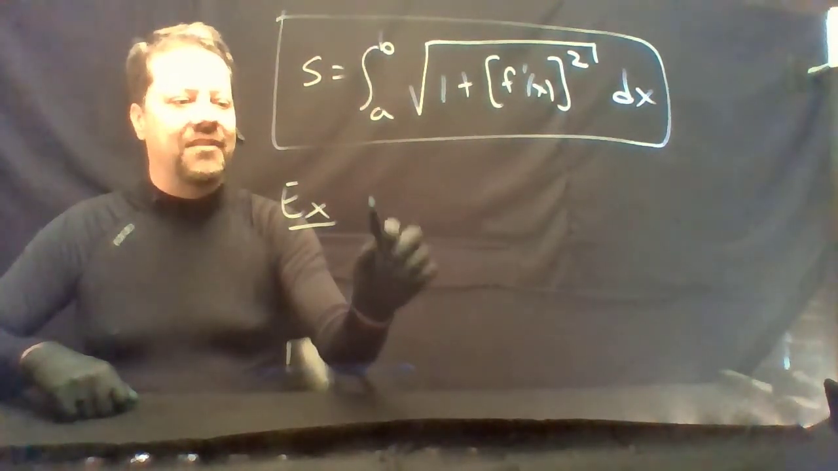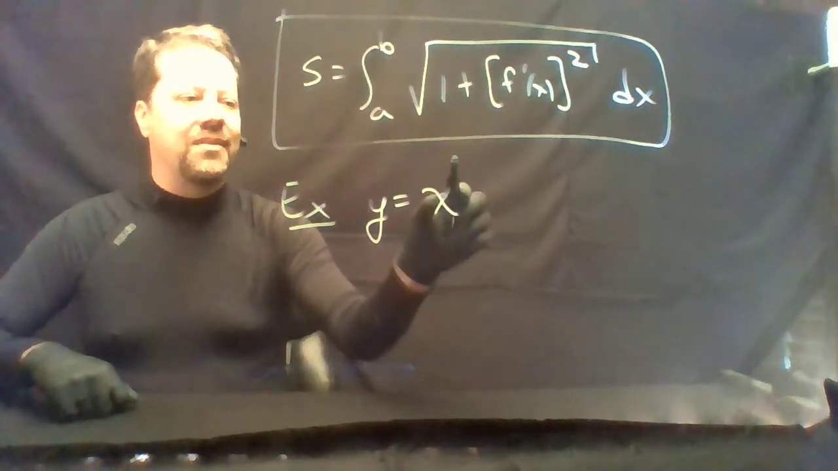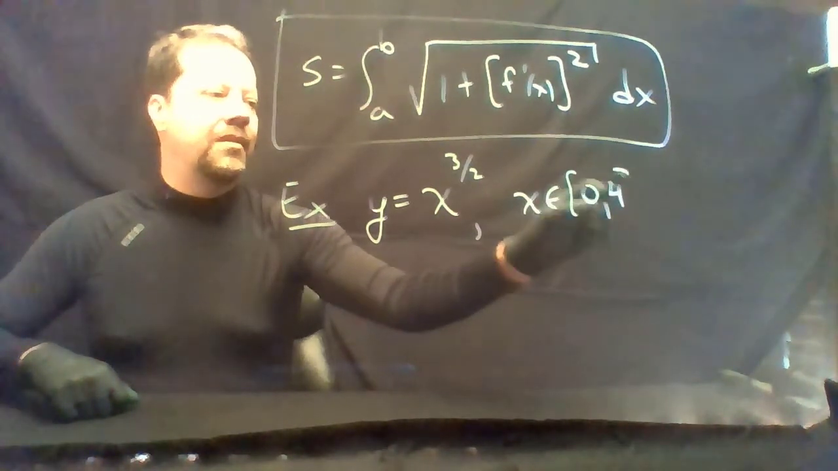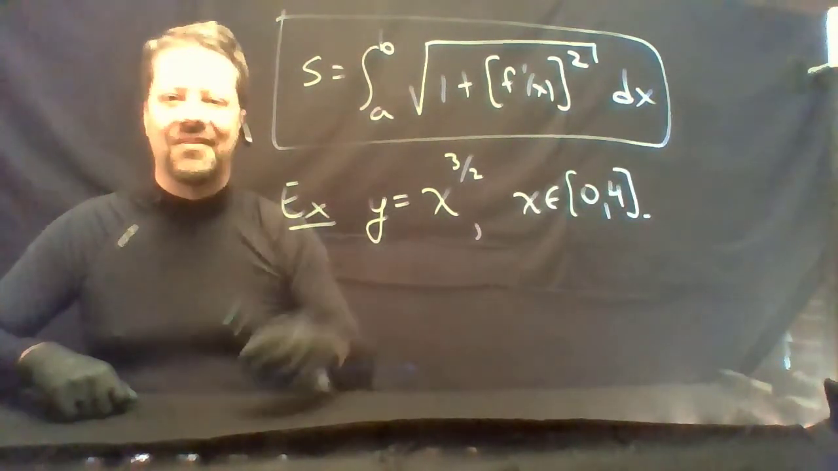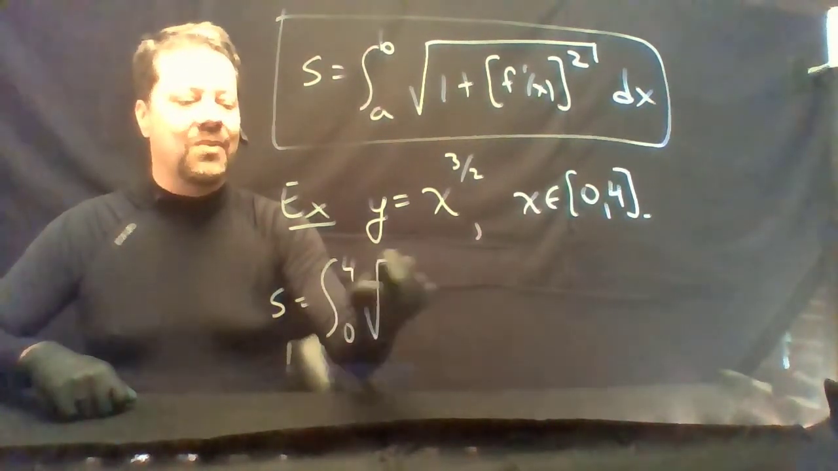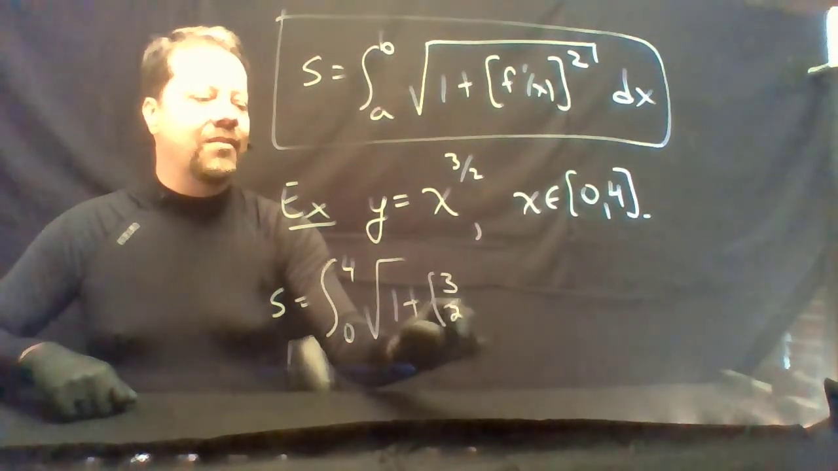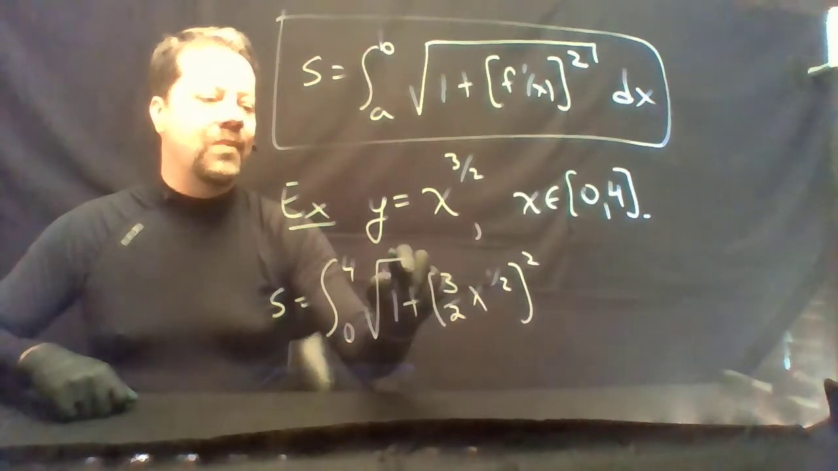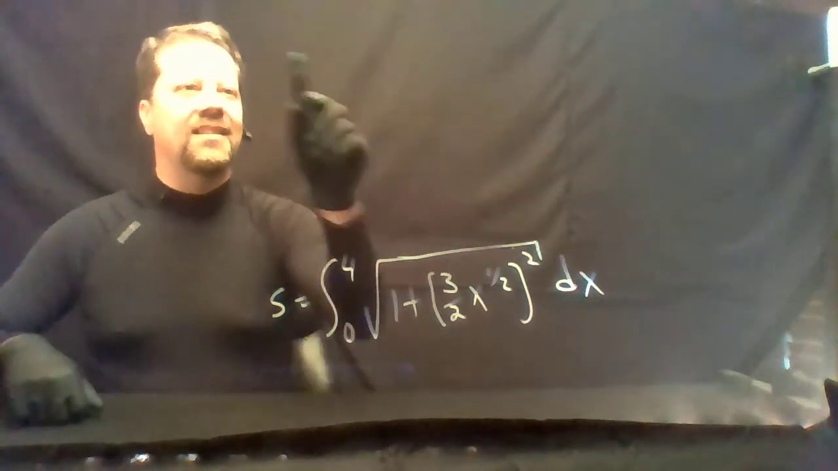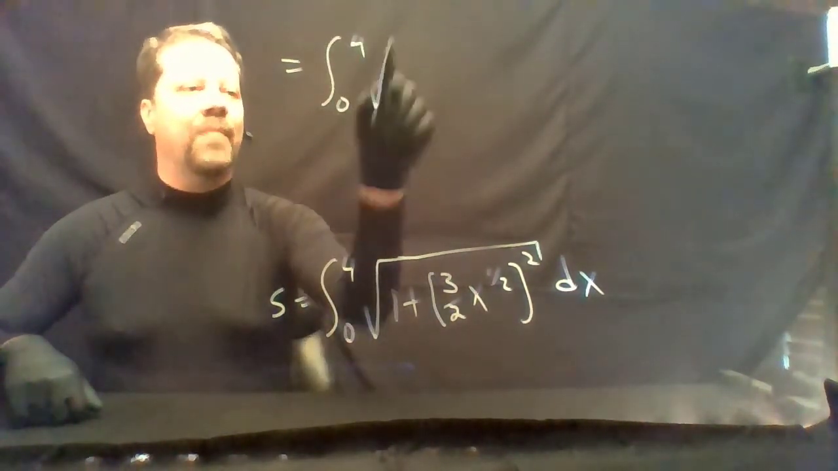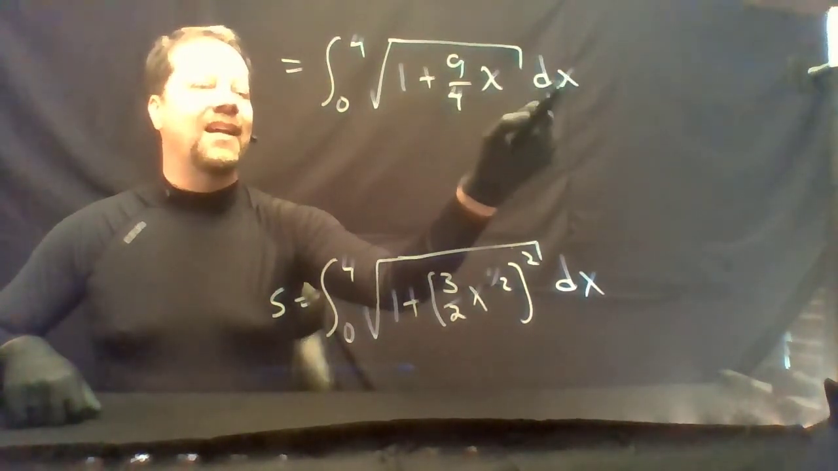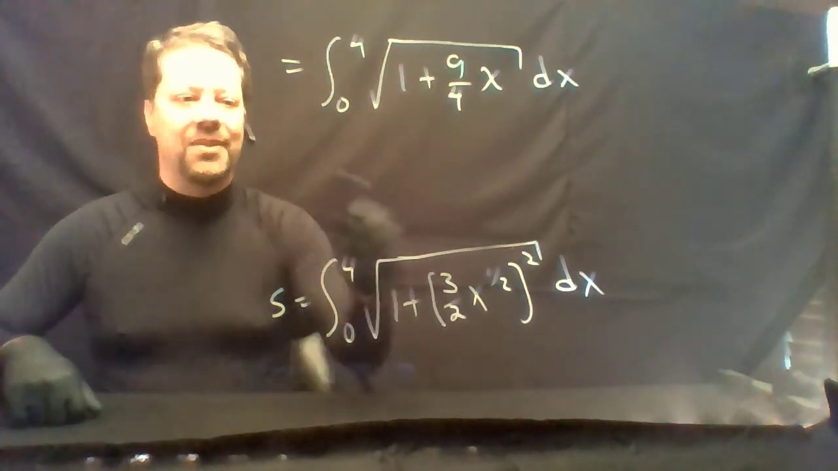Let's suppose I have y equals x to the 3 halves. x goes from 0 to 4. Find the length of this curve. Well, the length should be the integral from 0 to 4, square root of 1 plus (3 halves x to the 1 half) squared dx, according to our formula here. We have the integral from 0 to 4, the square root of 1 plus 9/4 x dx. This looks like a job for a u substitution.